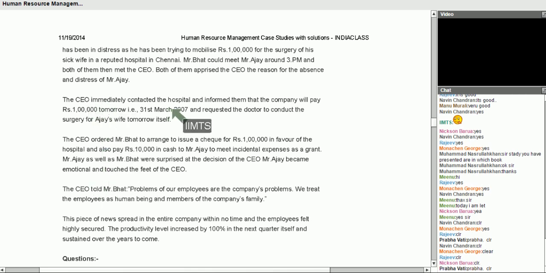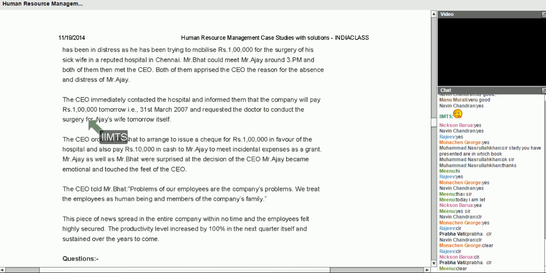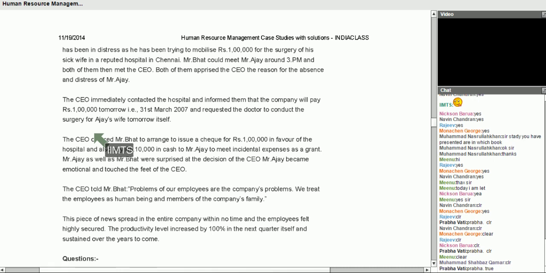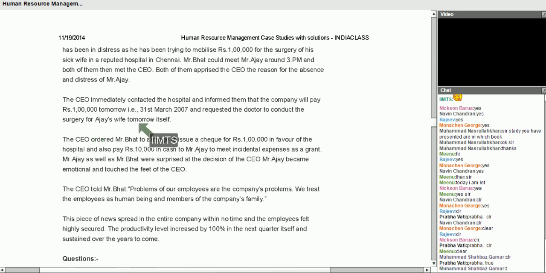The CEO immediately contacted the hospital and informed them that the company will pay rupees 1 lakh tomorrow and requested the doctor to conduct the surgery for Ajay's wife tomorrow itself. Now the CEO, as a good gesture, offered rupees 1 lakh from the company's side to the hospital and also asked them to do the surgery of Mr. Ajay's wife the next day itself.